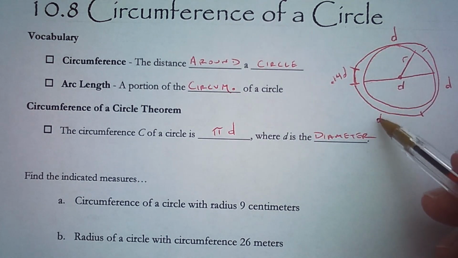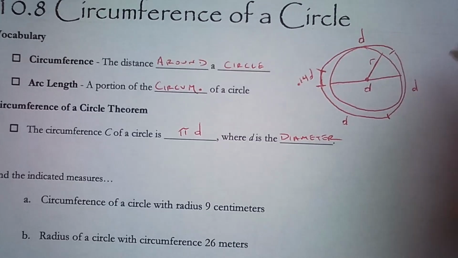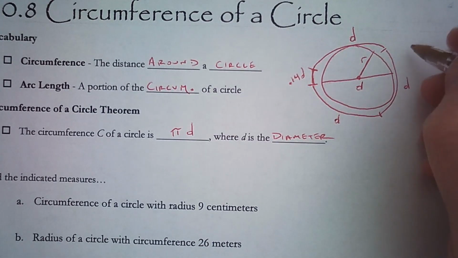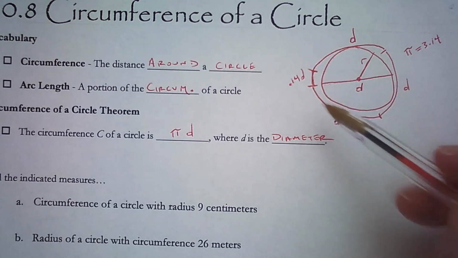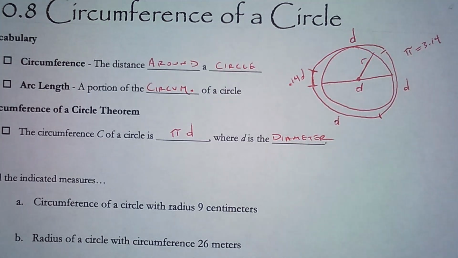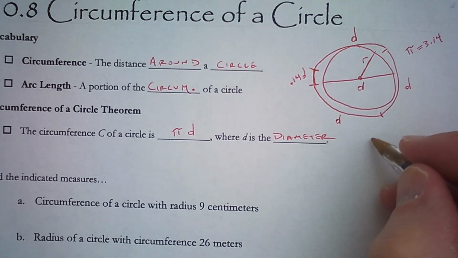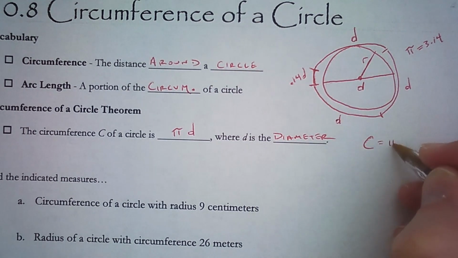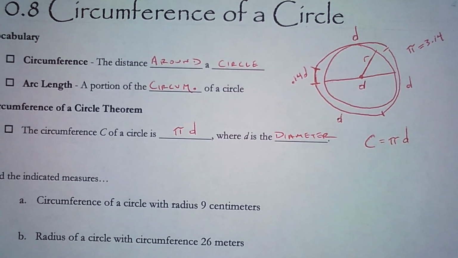So it takes about 3.14 diameters to get all the way around the circle. Okay, and that 3.14 is what we call pi. So pi is about 3.14, and we multiply that by the diameter to get the circumference because it takes about 3.14 diameters to get around the circle. Okay, so that is why we say that circumference is pi times diameter, 3.14 diameters.